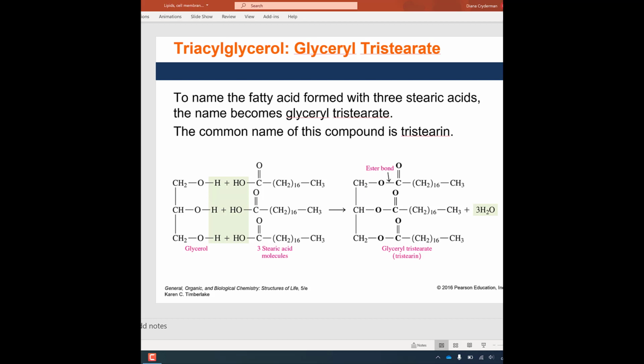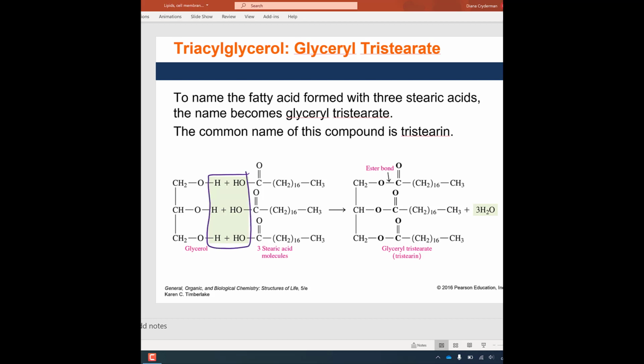All 3 of them could be saturated, all 3 of them could be unsaturated. It really doesn't matter. It really just depends on what the body needs and what the body has available. But what we're doing here is just an esterification bond.